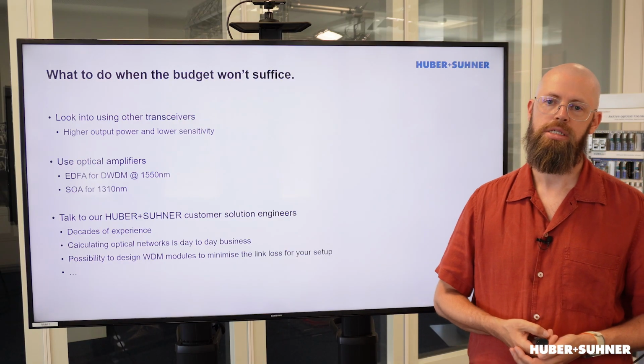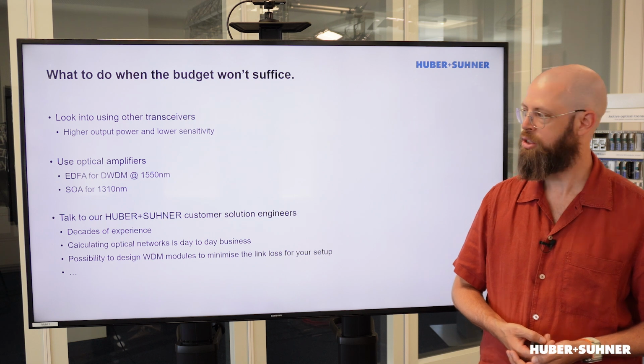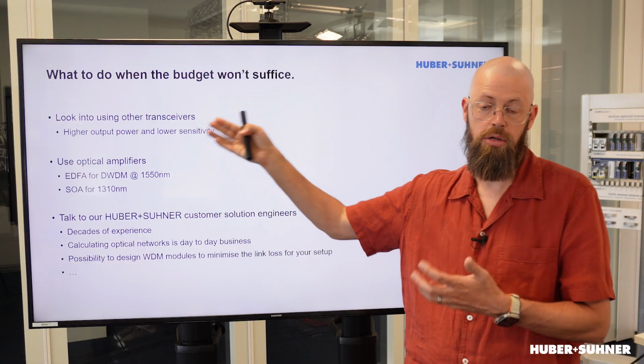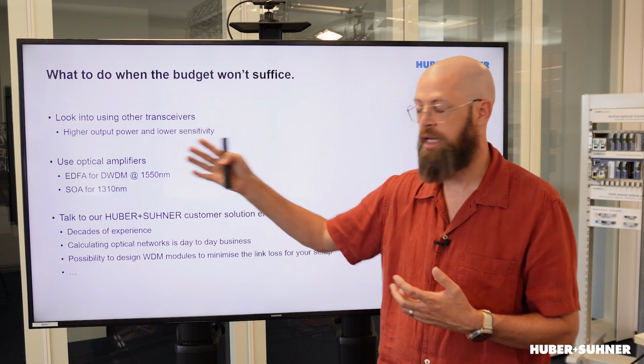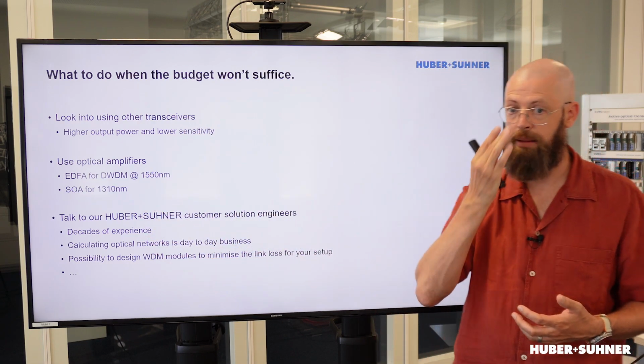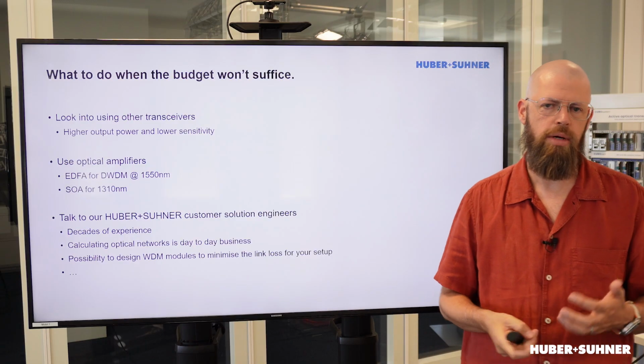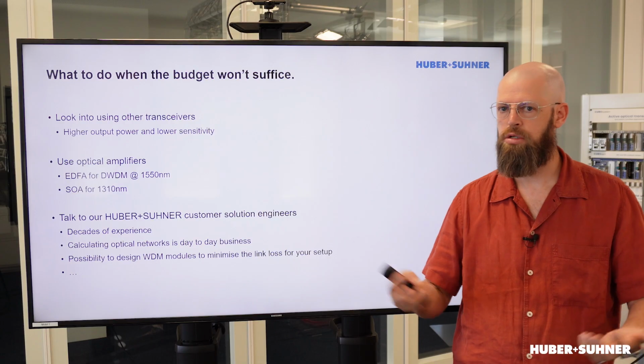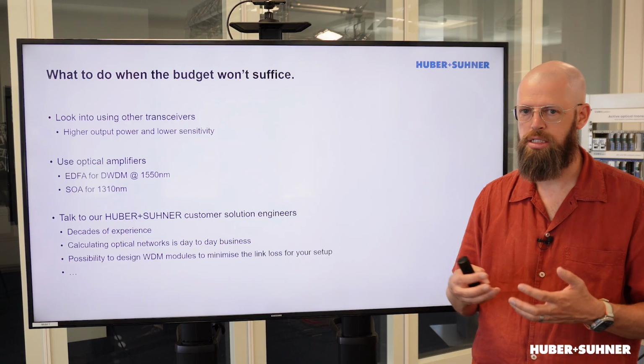So what do we do if we've calculated everything, even with the measured values, and it's borderline, or maybe the losses are higher than the actual power budget? Well, of course, you can consider using higher power and lower sensitivity transceivers. You can also look into optical amplification, but that isn't always what you want to do, because it adds a lot of cost, and power consumption goes up and all these sorts of things.